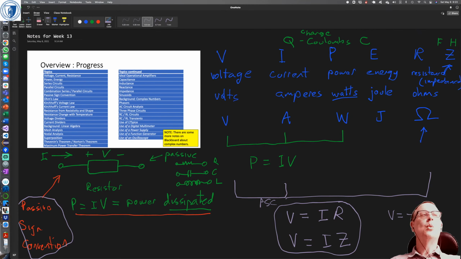And that's why the bulk of the mistakes that I make and the mistakes that you make are to do with signs, whether things are flowing one way or the other, or whether the voltage is measured one way or the other. So that's why I spent a reasonable amount of time early on in this course talking about the passive sign convention.